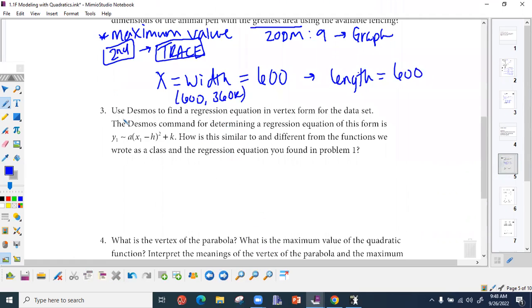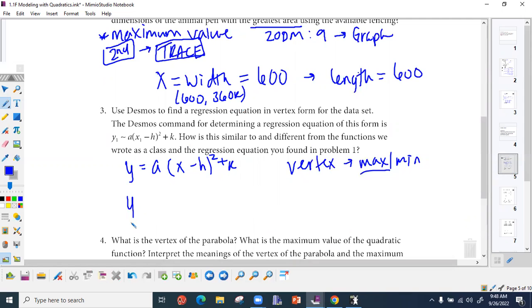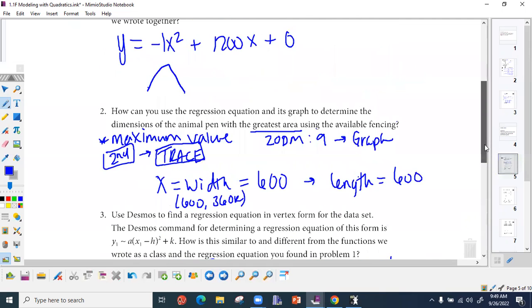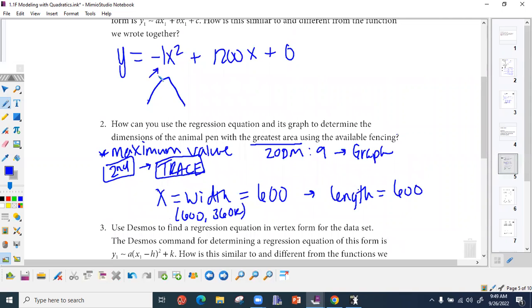Because remember, vertex form is y equals a times (x minus h) squared plus k, and I forgot my square. Okay, h and k are your vertex, and your vertex is either going to be a max or a min. And in this case, it's a what? Maximum. So all you're doing is plugging those values in. So we have y equals -1 times (x minus 600) squared plus 360,000. Okay, our -1 came from here, which was our a value.